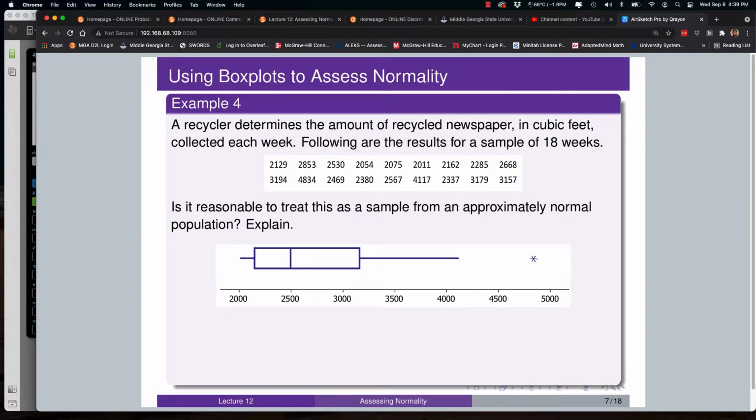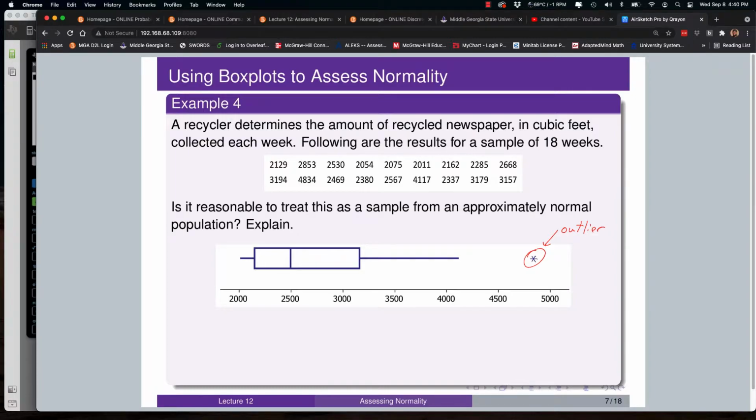Here's another box plot where a recycler is trying to determine the amount of recycled newspaper in cubic feet collected each week. Over the course of 18 weeks, they collected the data values below, in cubic feet. And look at the box plot here. This one's clear cut. Not only is it skewed, but the outlier is the first thing that it breaks right here. We have an outlier, which is probably skewing this data set, if I'm being honest. It may be skewing it more so than the data set would be if we removed it.